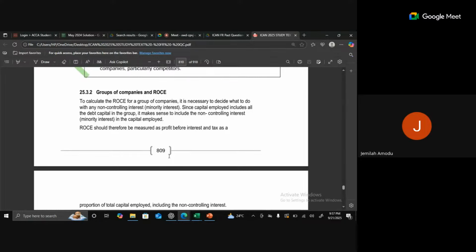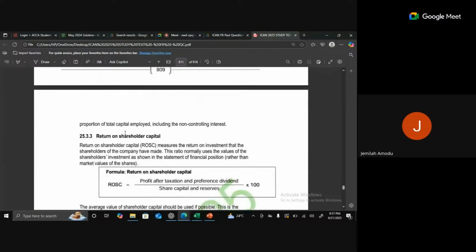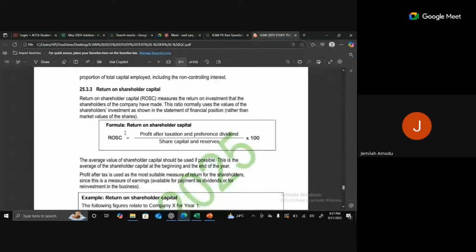And if you have to calculate the ratio for the group, what I'm simply saying is you are going to include that non-controlling interest as part of your capital employed, to be used to calculate your return on capital employed. So that is basically it, right?